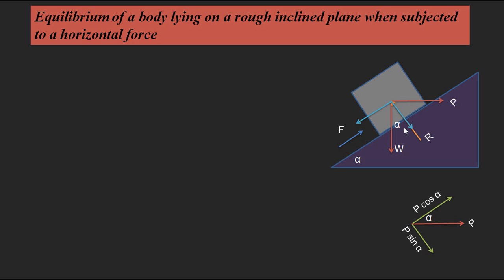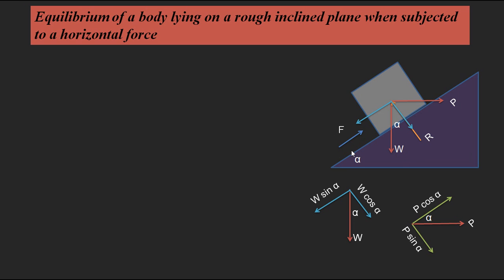So based upon this alpha, the adjacent side component we can make as W cos alpha, and this side we can make as W sin alpha. So this component is W cos alpha and this component is W sin alpha. It means W sin alpha is parallel to the inclined plane and W cos alpha is perpendicular to the inclined plane. These are the two components we can resolve for W, which is the load of the body.